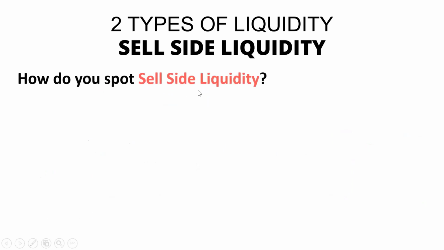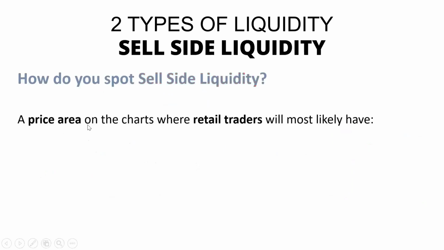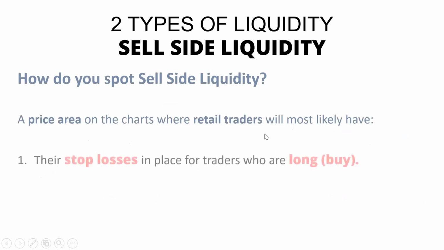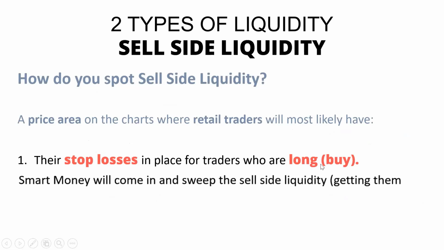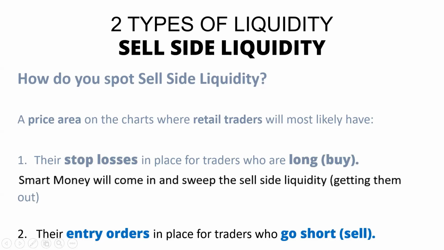How do you spot sell-side liquidity? It's a price area on the charts where retail traders will most likely have their stop losses in place for traders who are long and buy. Smart money will come in and sweep the liquidity, getting them out, okay? And their entry orders are in place for traders who go short or sell.